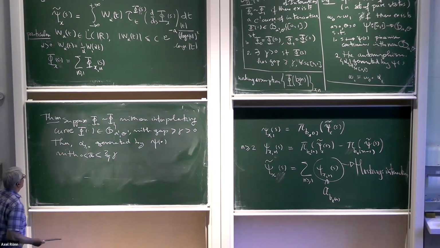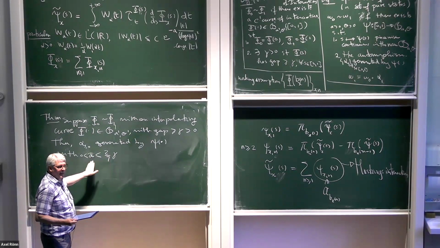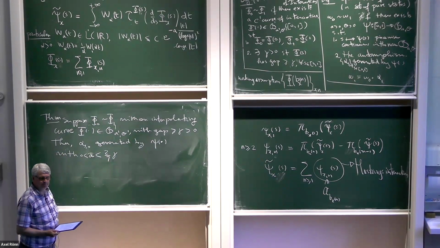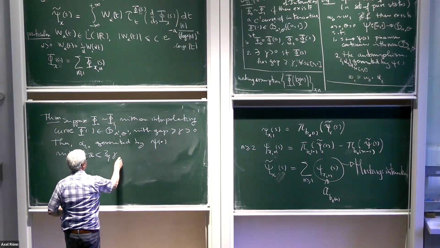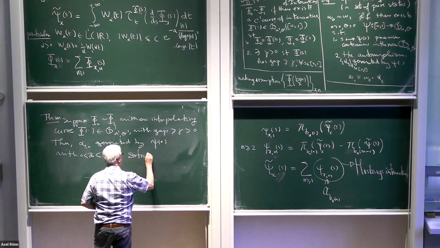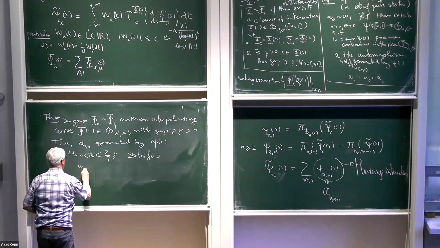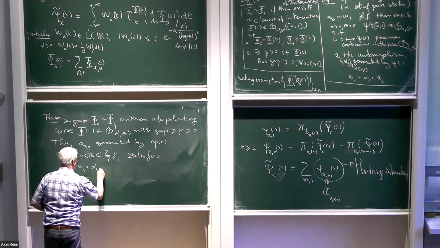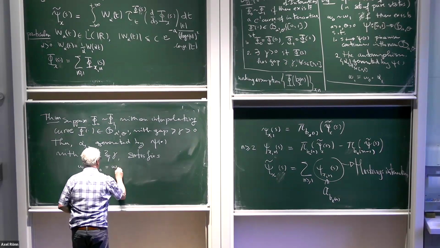So I cannot get arbitrary fast decay. It's determined by the gap that I have, how much decay I can have. And then I get automorphisms that map the ground states along this curve into each other.